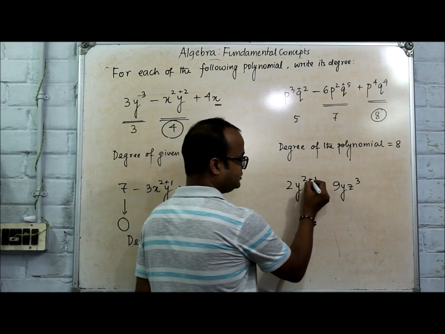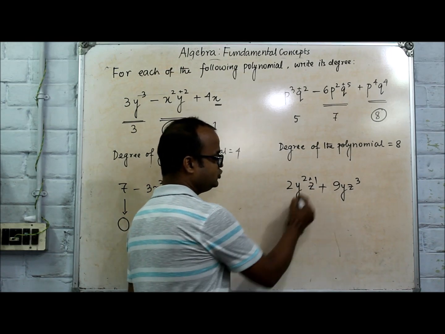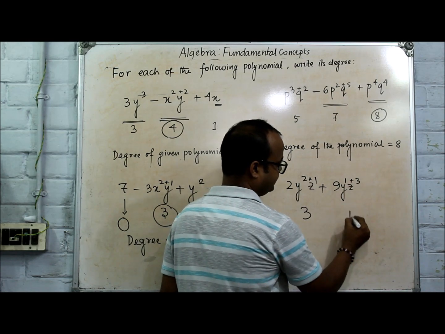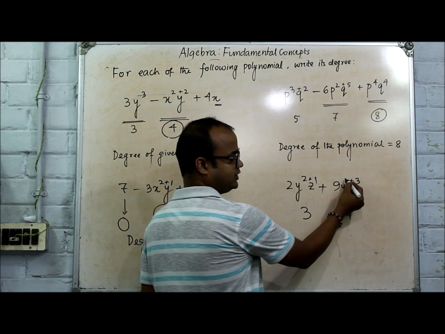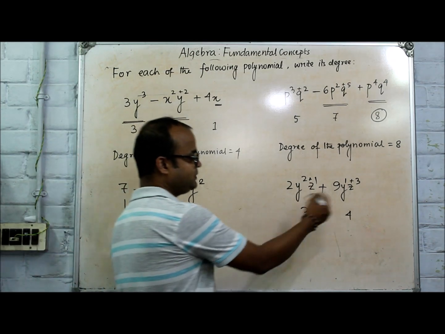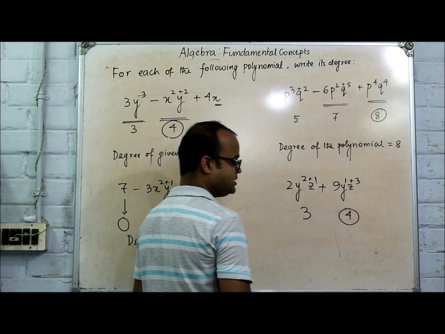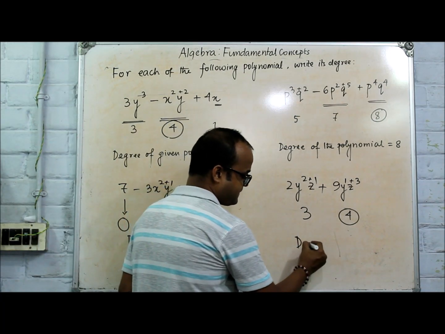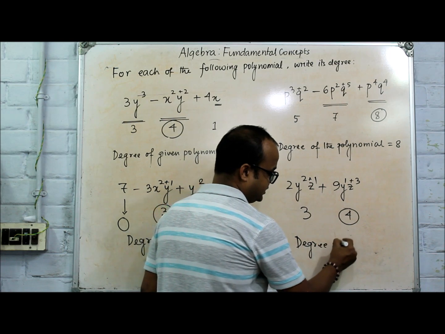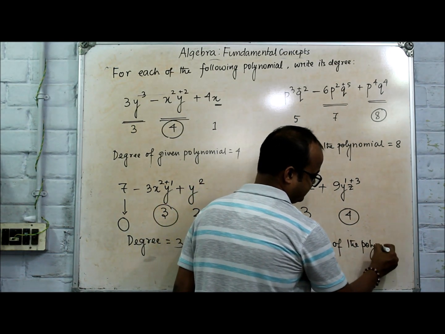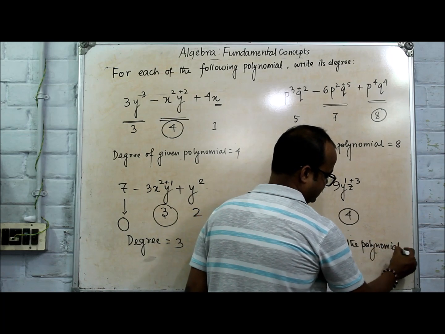Y square z. Z can be written as z to the power 1, so 2 plus 1, 3. 1 plus 3, 4. Y to the power 1 and z is given as z cube, so 1 plus 3, 4. The highest degree is 4, so the degree of the polynomial is 4. Let us discuss the next problem.